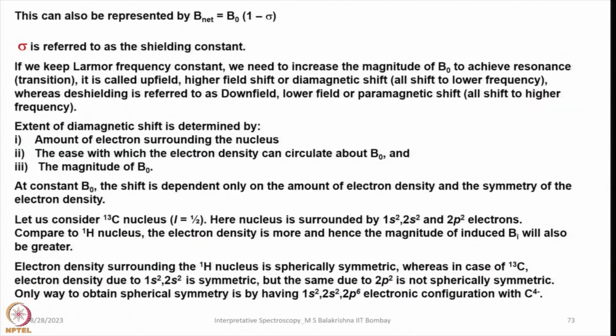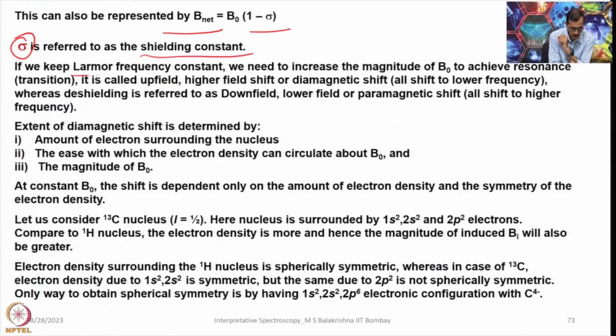So that means this can also be represented by B, the net magnetic field experienced by the nucleus, equals B naught into 1 minus sigma. Here sigma is referred to as the shielding constant. So if we keep the Larmor frequency constant, we need to increase the magnitude of B naught to achieve resonance, as I said. Whatever Bi is there, corresponding to that you have to apply, so that B naught is strengthened to neutralize the effect of this one.